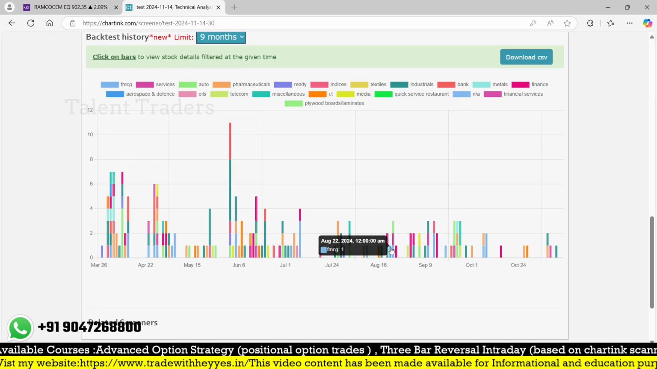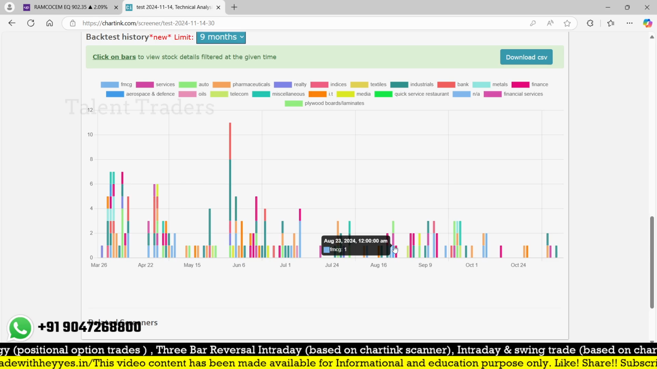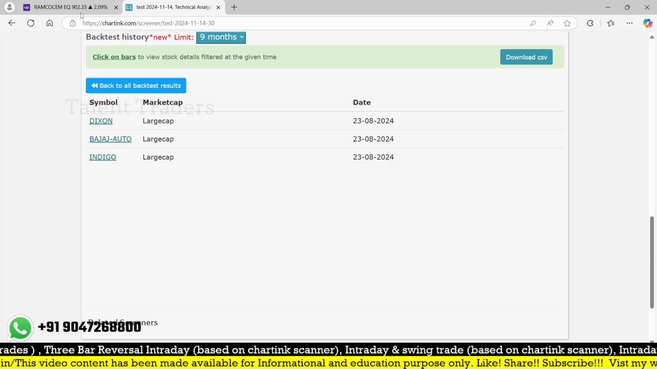So here, which we are checking, somewhere anyone you can see here, August 23rd, Dixon, Bajaj Auto, Indigo.